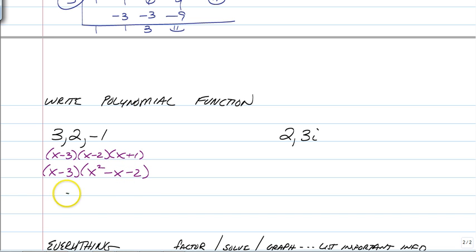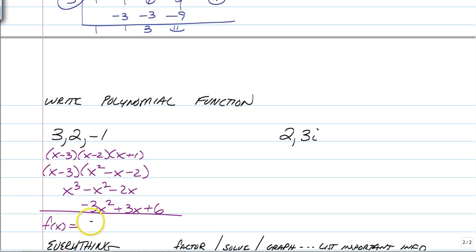Then we're going to distribute the x to everything. That's going to give us an x cubed, a negative x squared, and a negative 2x. Now we're going to distribute the -3 to everything, which will give us a negative 3x squared, a positive 3x, and a positive 6. So then that's all just going to combine to f of x is equal to, remember you are writing a function, which means you should have some sort of equal sign in there. So f of x would do the trick. x cubed minus 4x squared plus x plus 6, and you would be good to go.